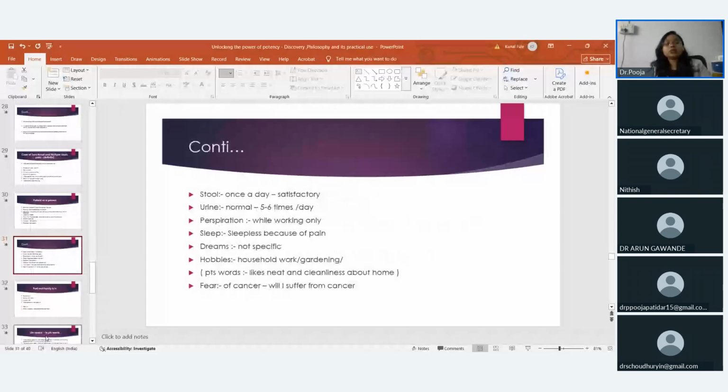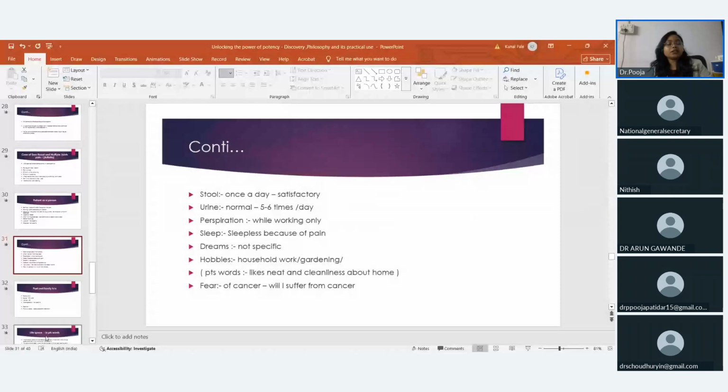Stool once a day, satisfactory. Urine normal, 5 to 6 times a day. Respiration is affected while working only. Sleepless because of pain, dreams not specific. Hobbies are household work and gardening. The patient said that she likes neatness and cleanliness about the home.